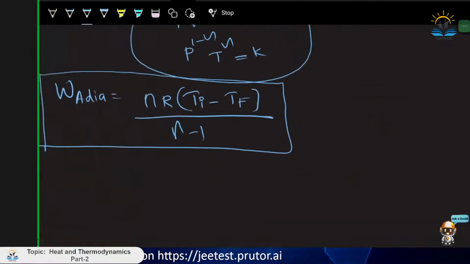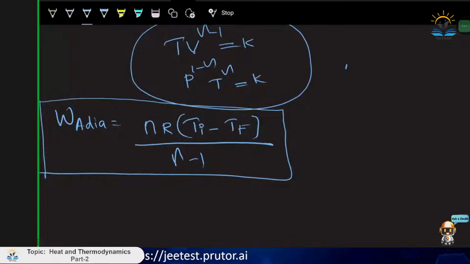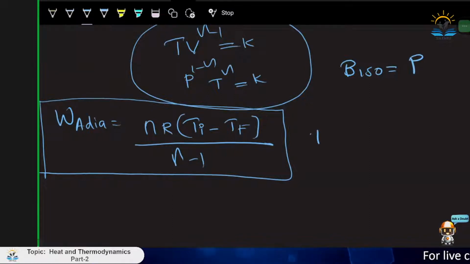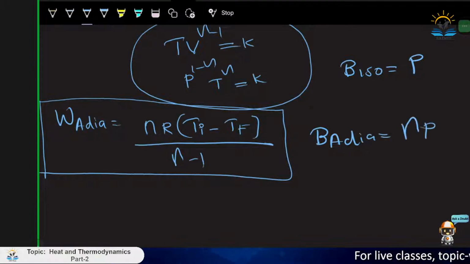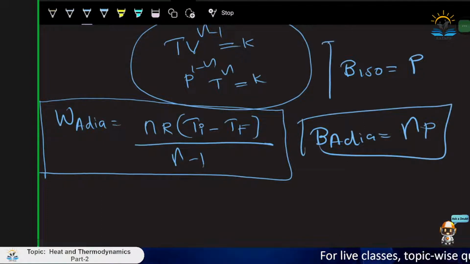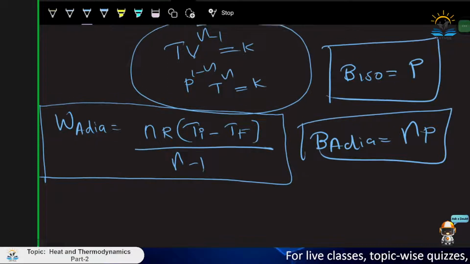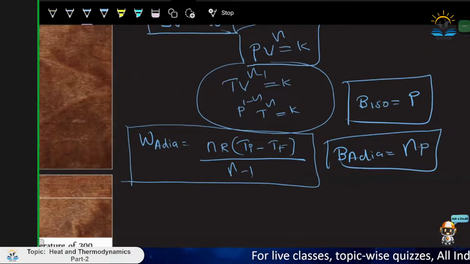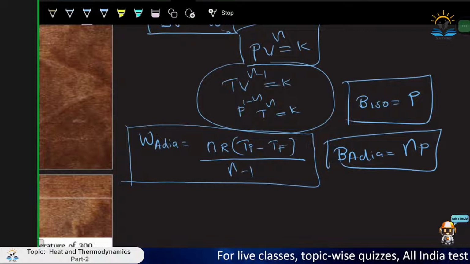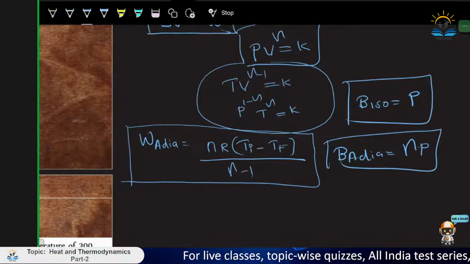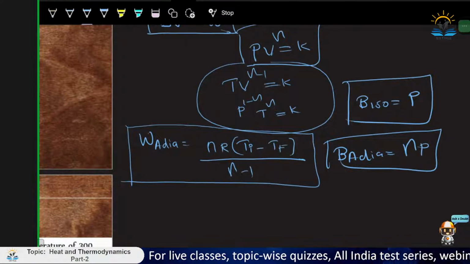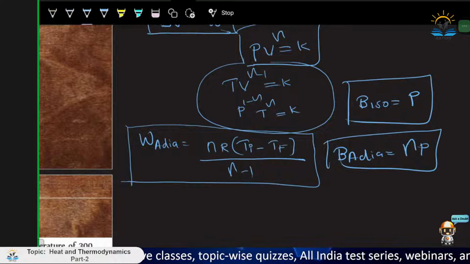One more thing. Bulk modulus of isothermal process. I already told in the last class, bulk modulus of isothermal process is pressure. Bulk modulus of adiabatic process is gamma times pressure. I'm repeating the equations because we used bulk modulus of isothermal process and bulk modulus of adiabatic process in our waves chapter, that Newton's law and Laplace correction.